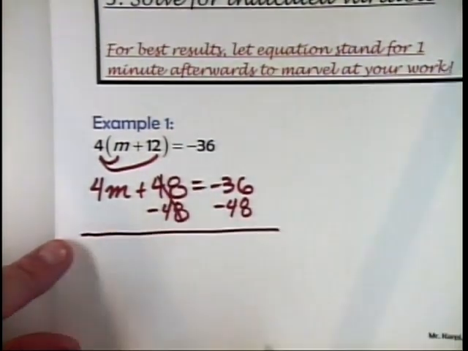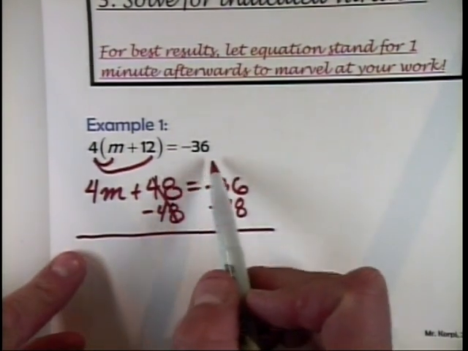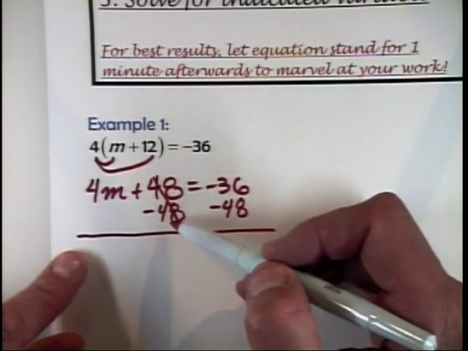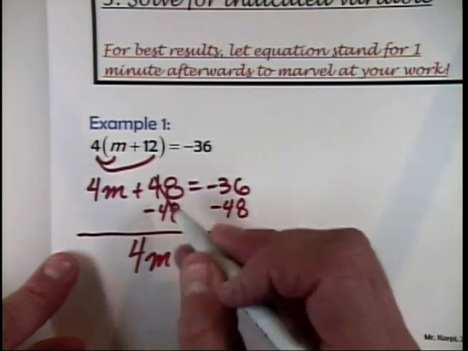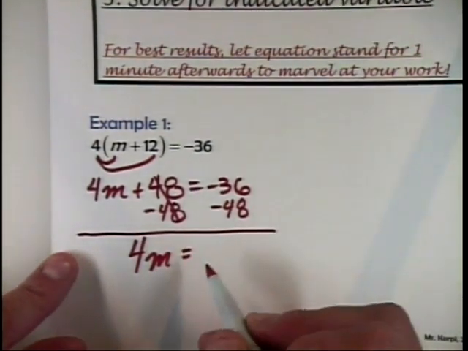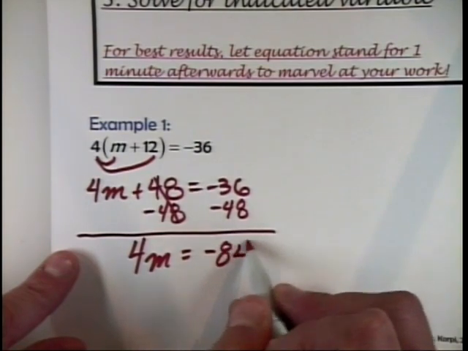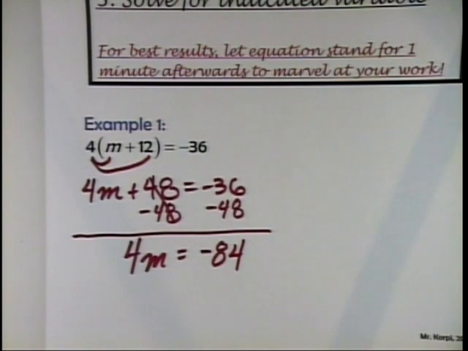But what I'm going to start doing on this show, since it is Algebra 2, is I'm going to actually be bringing it across and changing the sign. That's a trick, that's a gimmick, but it works because we are actually subtracting from both sides. So that leaves me 4m plus 0, or just 4m. And over here, negative 36 minus 48 is going to be negative 84. So there we go. We've got 4m on this side and negative 84 constants on the other.